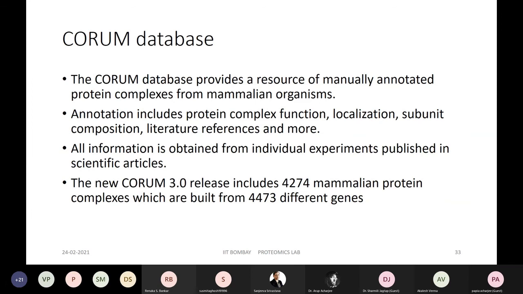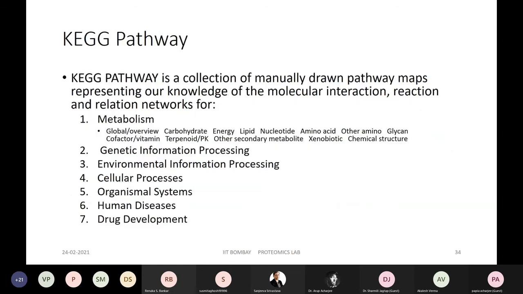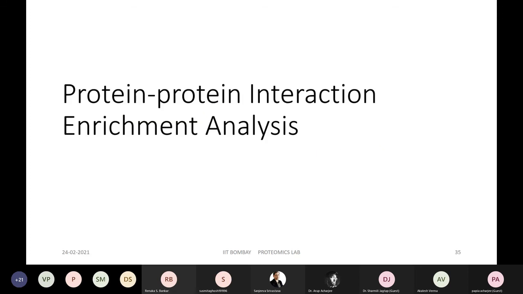CORUM is manually annotated, and the recent version contains 4,274 mammalian protein complexes built from 4,473 different gene sets. There's also the KEGG pathway, the Kyoto Encyclopedia of Genes and Genomes. Their pathways also have maps on metabolism, genetic information processing, environmental information processing, cellular processes, and so forth. Metascape also allows you to do protein-protein interaction and enrichment analysis. So we know that proteins do not work alone. They interact with other proteins.